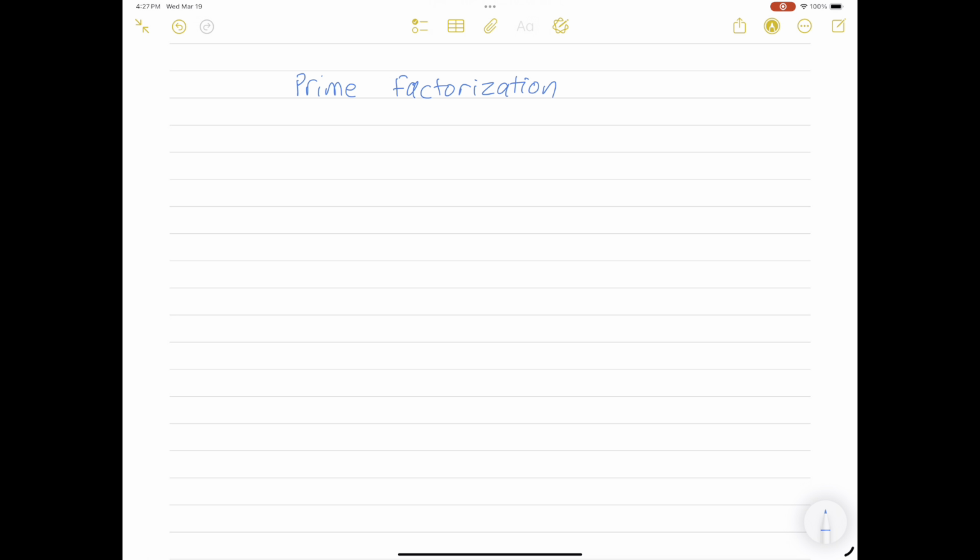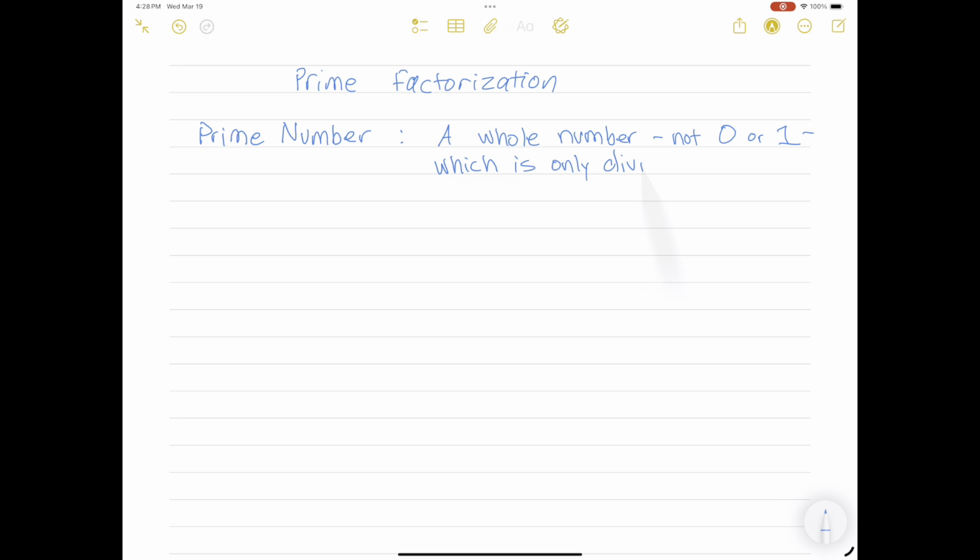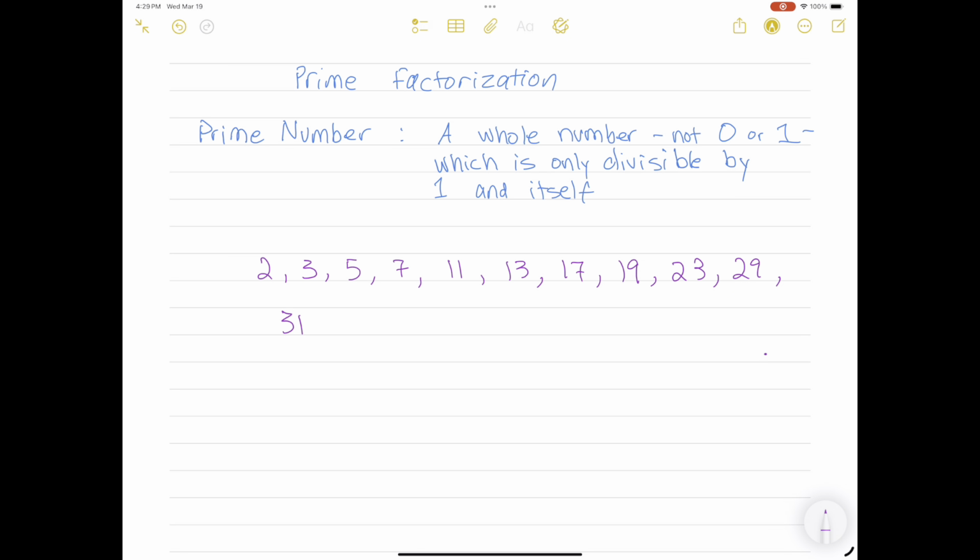Prime factorization. A prime number is a whole number other than 0 and 1 which is divisible only by 1 and itself. Here are the prime numbers: 2, 3, 5, 7, 11, 13, 17, 19, 23, 29, 31, 37, etc. A prime number has exactly two factors, 1 and itself.